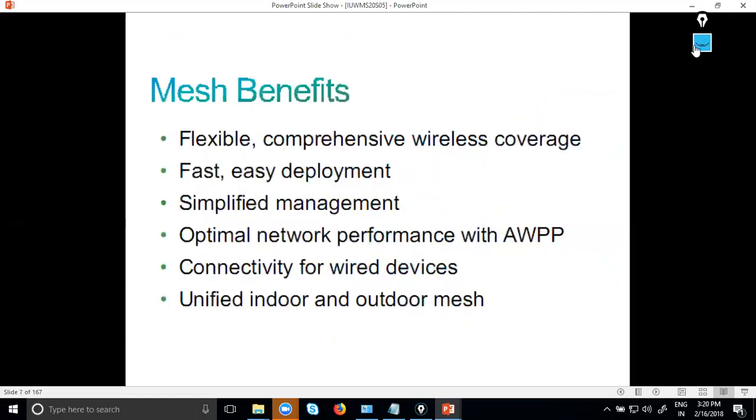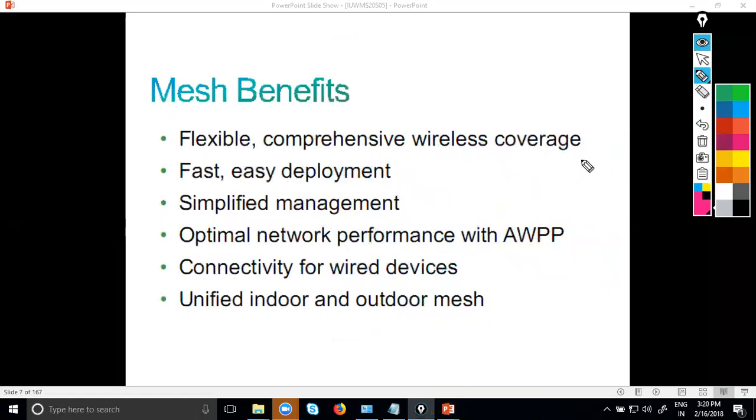The common mesh benefit is that we can use it for flexible, comprehensive wireless coverage. It means we would have complete communication between two different buildings on the 5 gigahertz network.